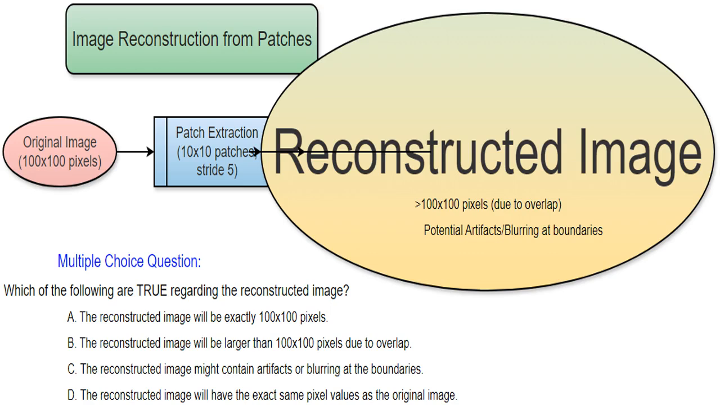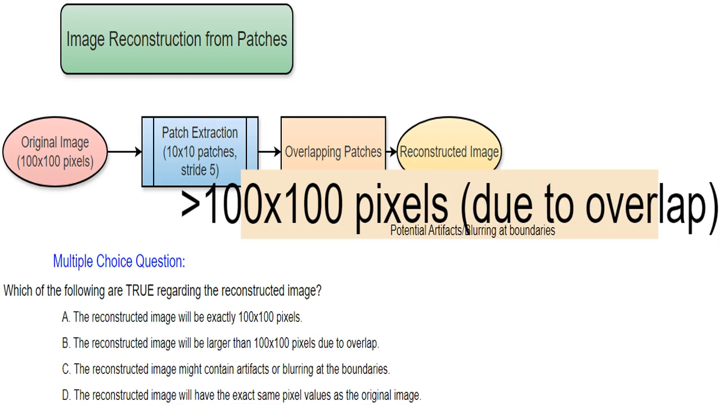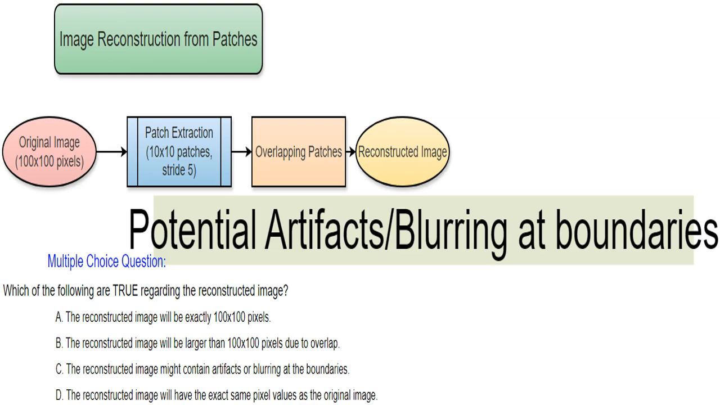This is the image I create by putting the patches back together. The overlap will affect the size and quality of the final image. Let's see what happens. Because of the overlapping patches, the reconstructed image will be larger than the original 100 by 100 pixels. The overlap adds extra pixels. Where patches overlap, the reconstruction process averages the pixel values. This averaging can cause blurring, especially at the edges of the reconstructed image. It's like mixing paints. You lose some of the original detail.